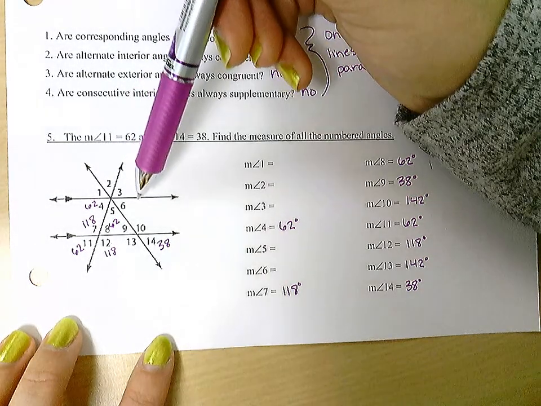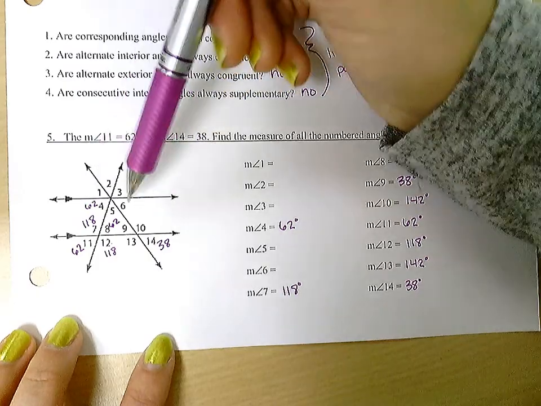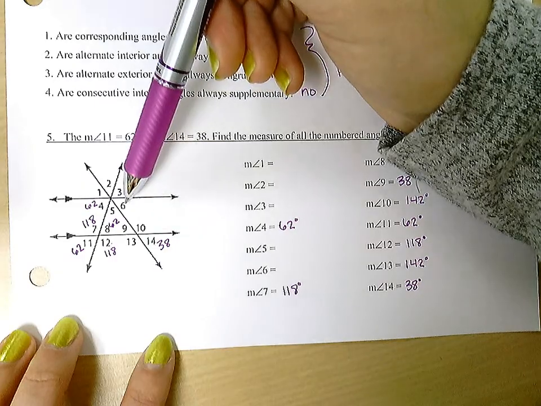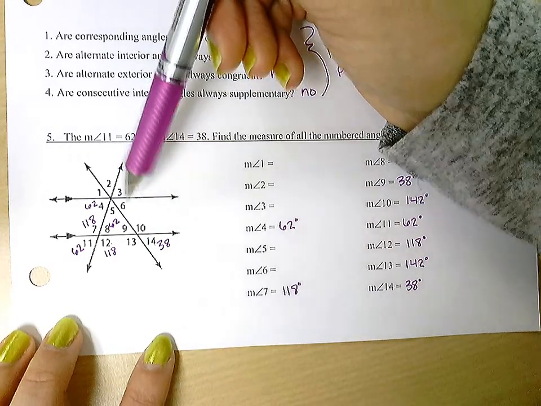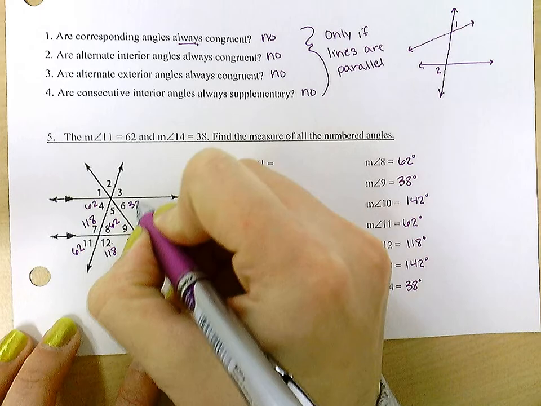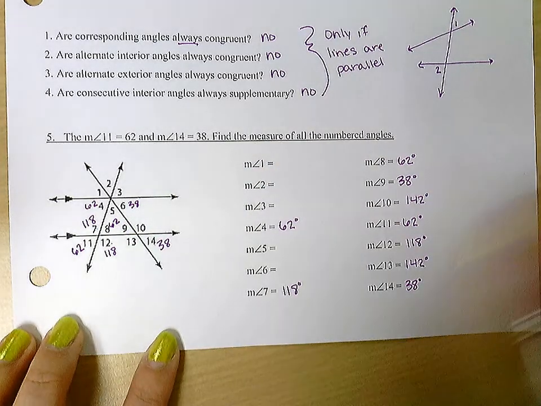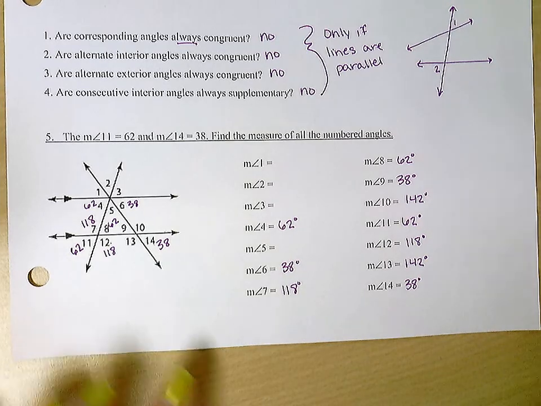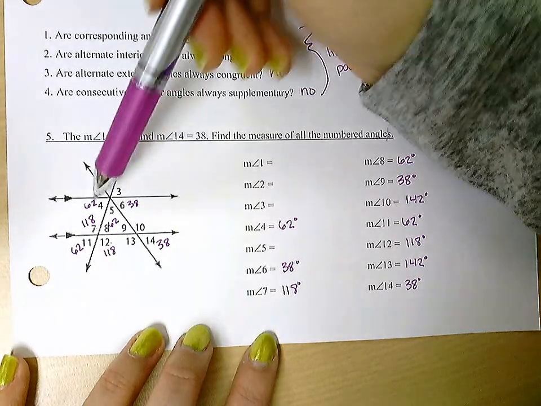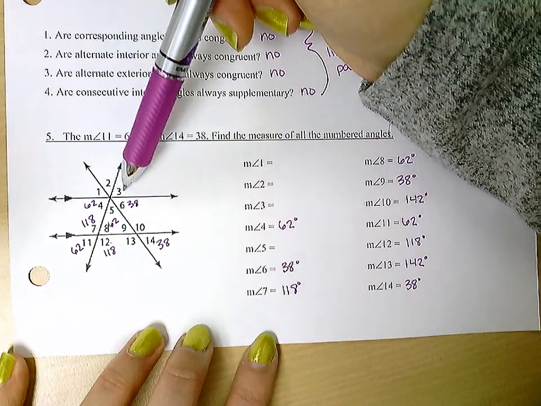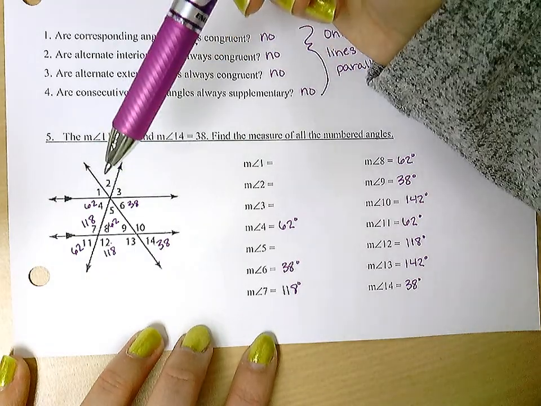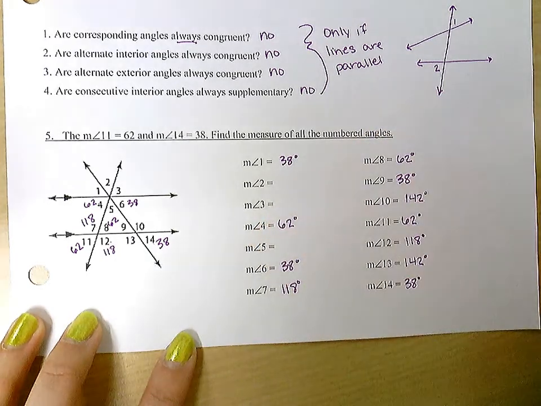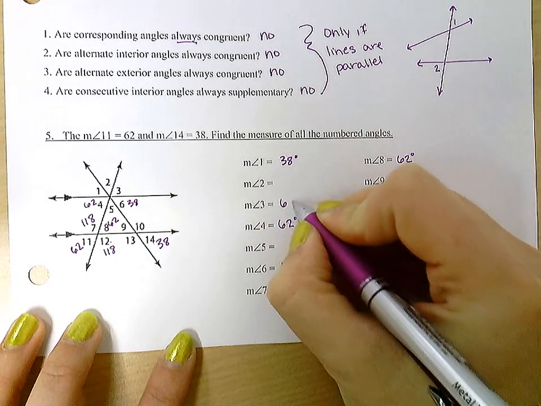Then, looking at my parallel lines here, 6 and 14 are going to be congruent because they are corresponding. So angle 6 is 38 as well. Then I have vertical angles up here, so 4 and 3 are congruent and 6 and 1 are congruent. So 1 is 38 and 3 is 62.